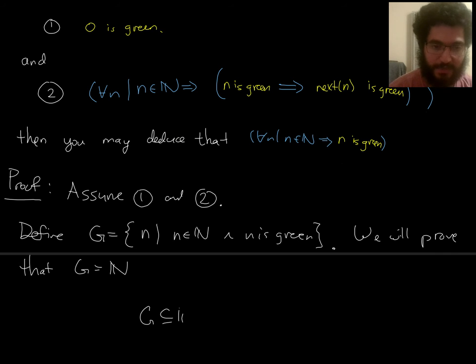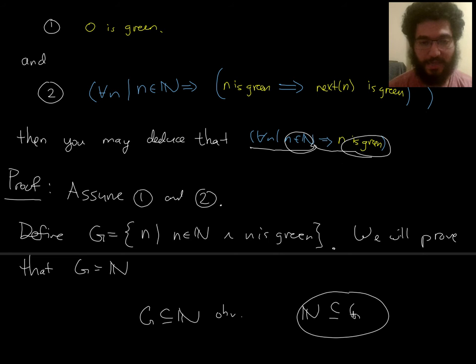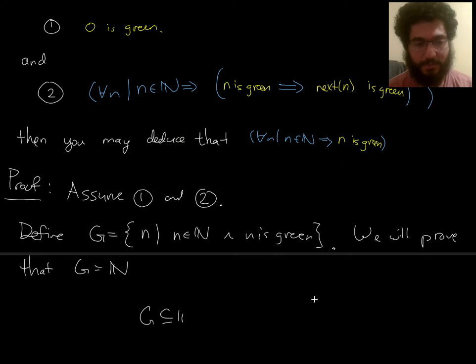Obviously, G is a subset of n, since if x is in G, then x is in n and x is green, so x is in n. So this one is obvious. So really what is important is this one, right? This is the hard one. And this is the one we want. We want for all n, if n is in there, then n is green. And that's what this inclusion would say. So actually, I'm more interested in not this equality, but just this one inclusion.